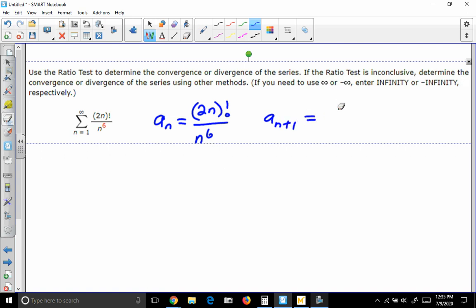A sub n plus 1 would be 2. We have to replace n with n plus 1, so we can't just add 1 here. The n has to be plus 1 by itself, so actually we're going to end up with a 2n plus 2. On bottom is n plus 1, and then that's to the 6th.